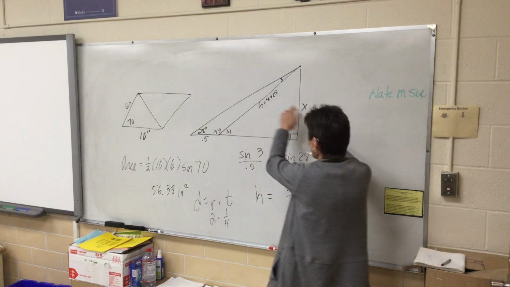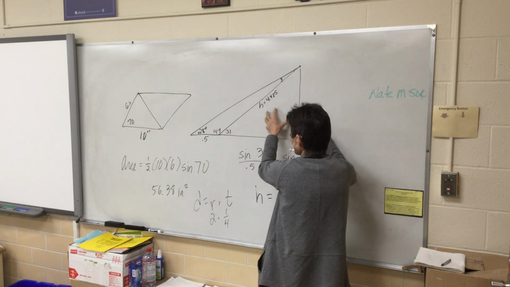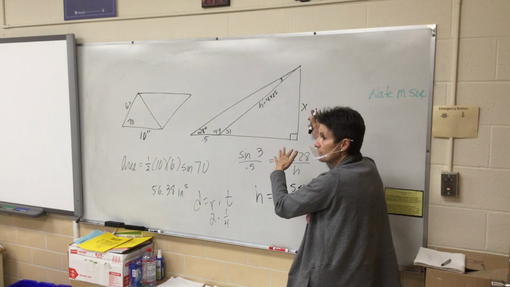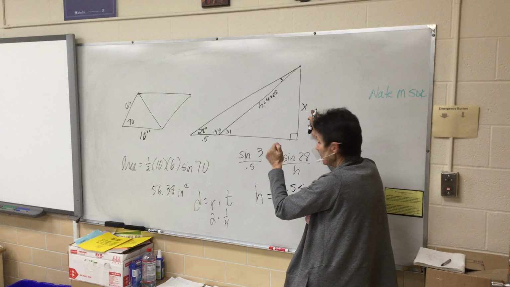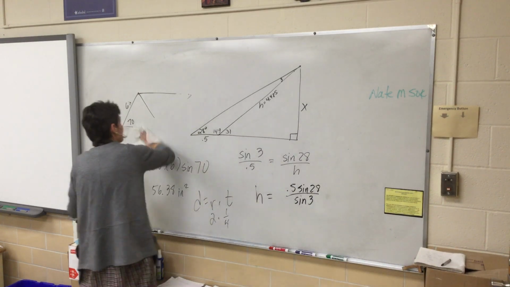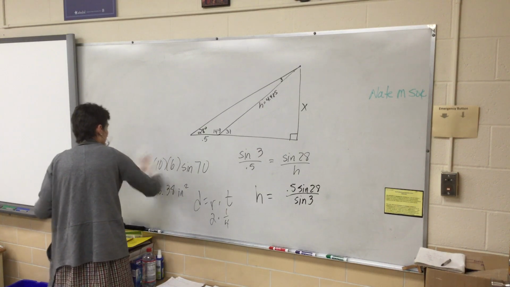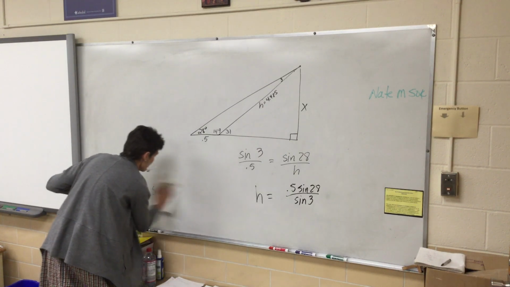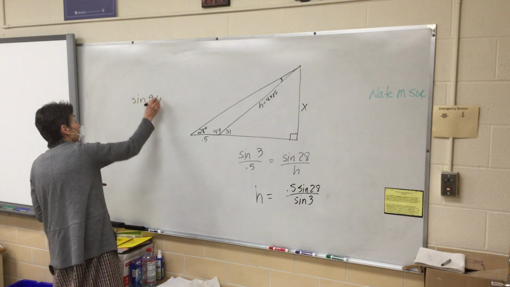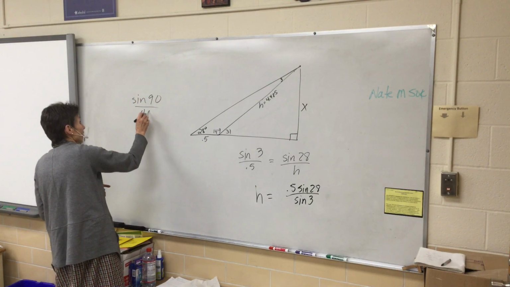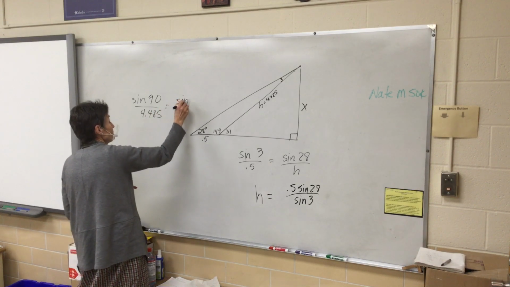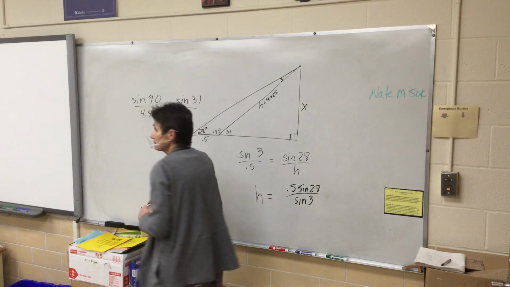Now, I can use the law of sines in this triangle, or I can actually just do SOHCAHTOA if I want to, because it's a right triangle. But the law of sines is fine. Law of sines works in every triangle, so it's no problem using that. If you were going to use the law of sines, you'd say sine 90 over that 4.485 number equals sine 31 over x.